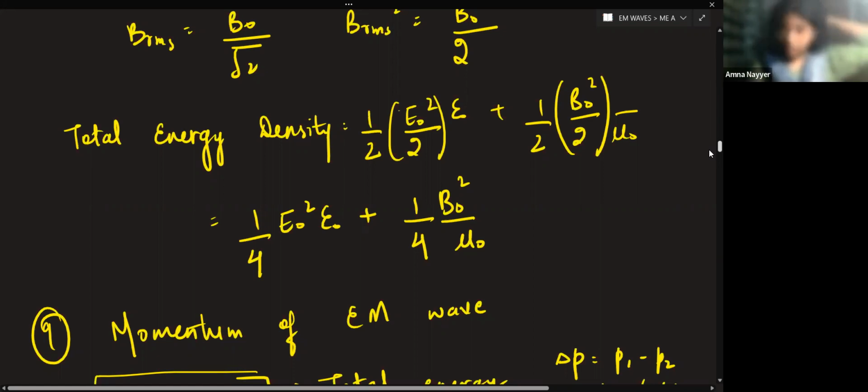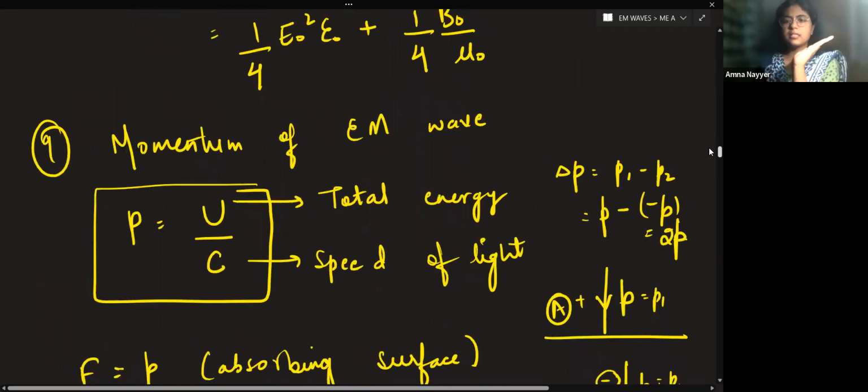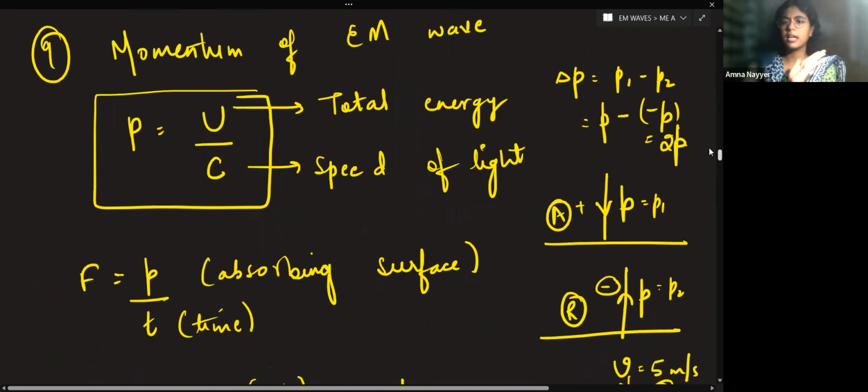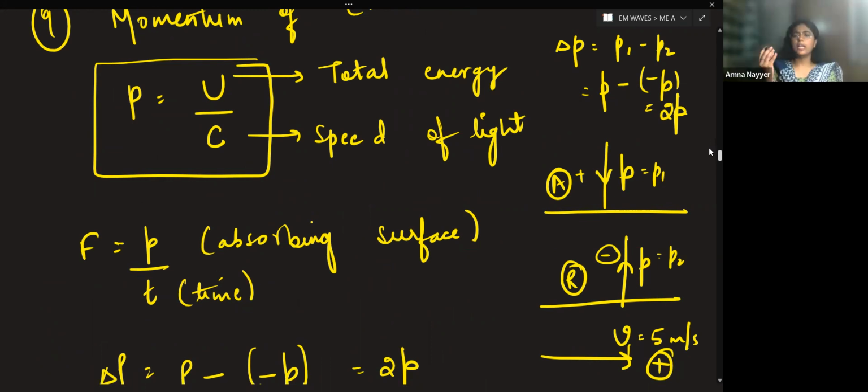Now for momentum, momentum is the total energy present in the system divided by the speed of light. If it is for an absorbing surface, meaning a surface where light is absorbed, then it will be P divided by T. Simply, this is the formula of momentum, or you can even say the formula of force, or the definition of force also.